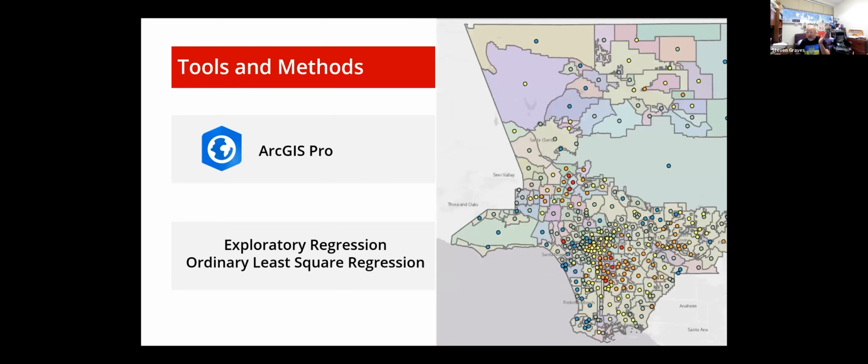And we just ran exploratory regression to begin with, and that gave us some models. Here are the variables that the software was telling us we should look at most closely. And we used that to run ordinary least squares regression, which is the standard, least controversial type of data modeling.